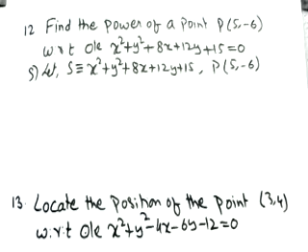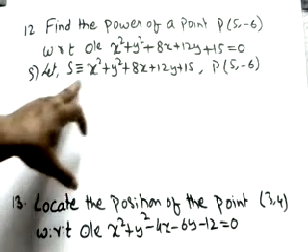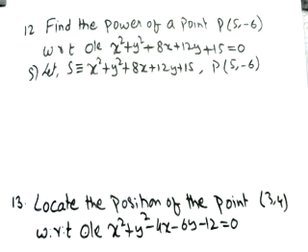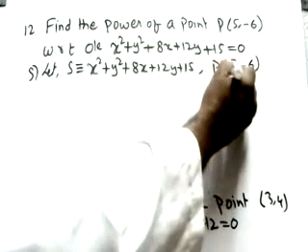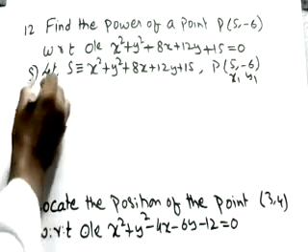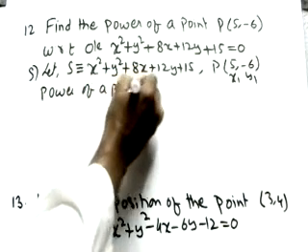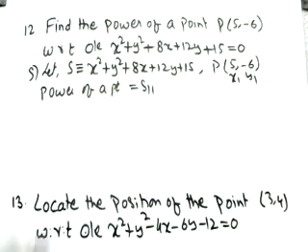Now see on the board: find the power of a point with respect to the circle. We denote the circle by S. S is x square plus y square plus 8x plus 12y plus 15. Now let me see this point. We write this point as x1, y1. What is the formula for the power of a point? Its formula is S11. So let me find S11.